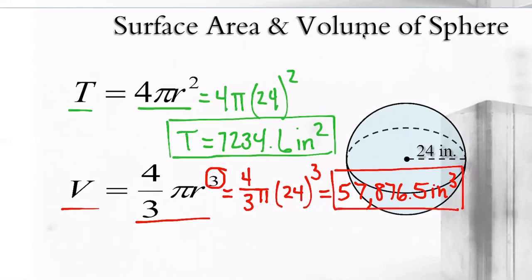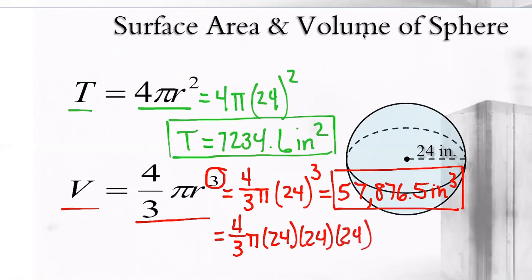Now, for those of you that don't know how to do cubed, so if you don't know how to do 24 to the third power in your calculator, the other thing you can do here is if you think about exponents, 24 to the third just means 24 times itself 3 times. So instead of doing 24 to the third, I can do this: 4/3 times pi times 24 times 24 times 24. So I'm just going to multiply it by itself 3 times.